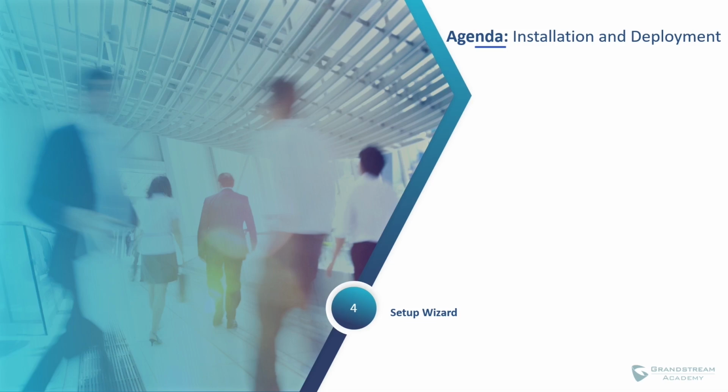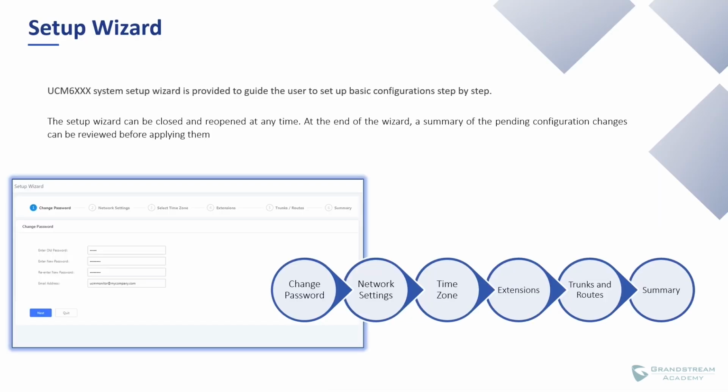After logging into the UCM web portal for the first time, the setup wizard will guide the user through basic configurations. Let's discover together these configurations. We always recommend to change the password for the super admin once you access the UCM for the first time. This is why this is the first part of the setup wizard. The network parameters for the device are also recommended to be configured in the beginning.